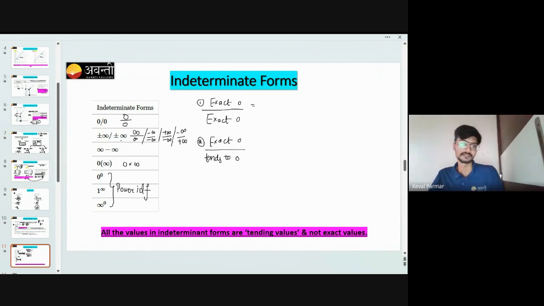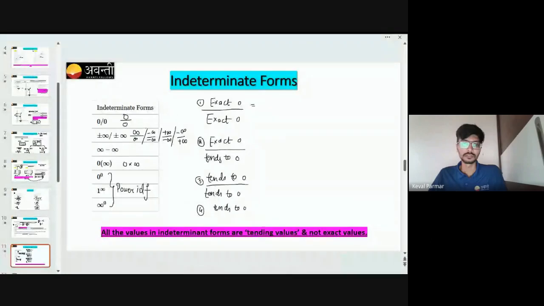So there are four cases. Third, tends to 0 upon tends to 0. And fourth, what is remaining? Yeah, tends to 0 upon exact 0. So these are the four cases.